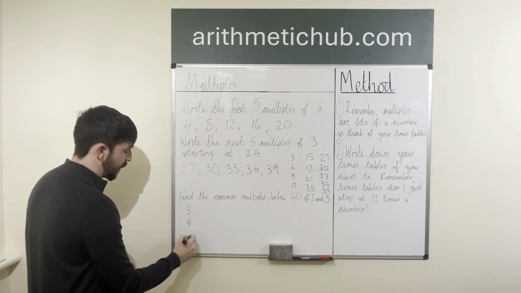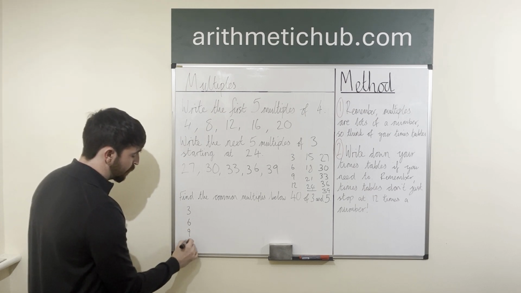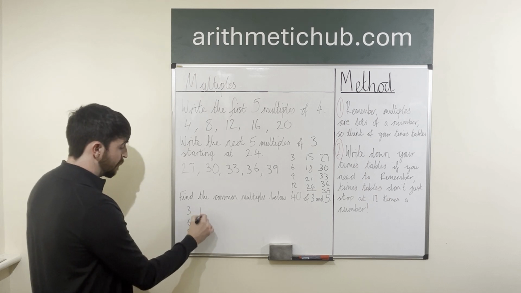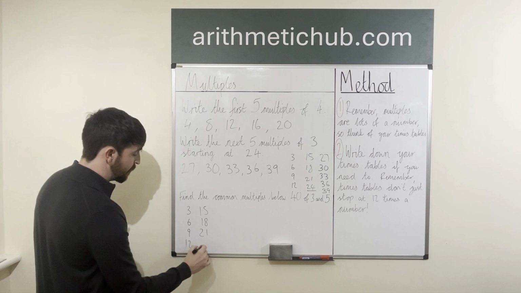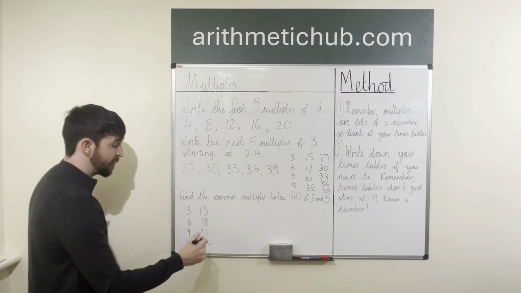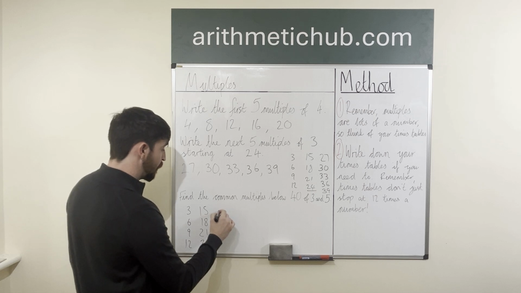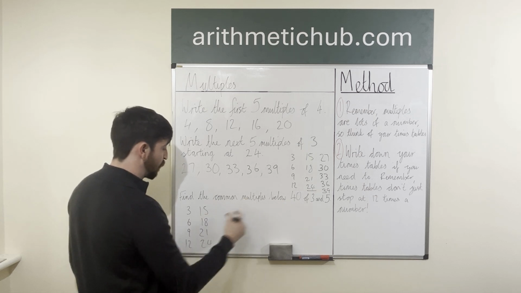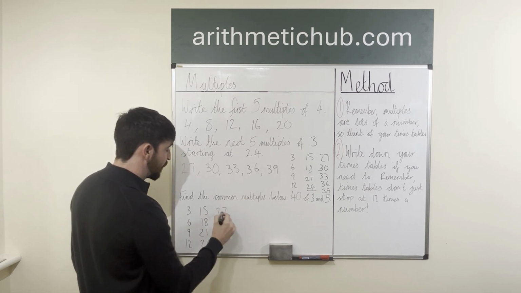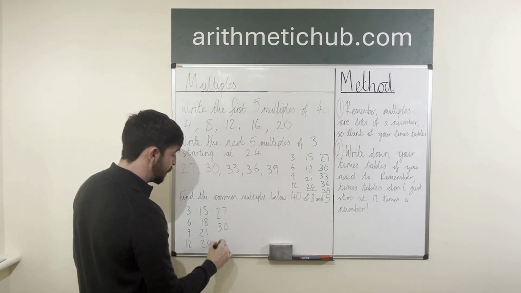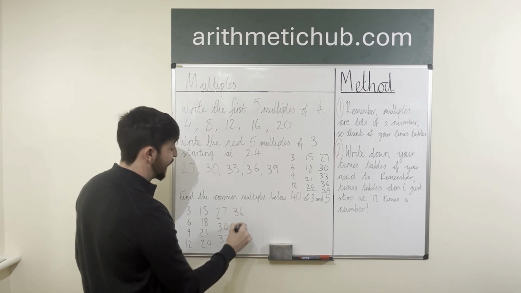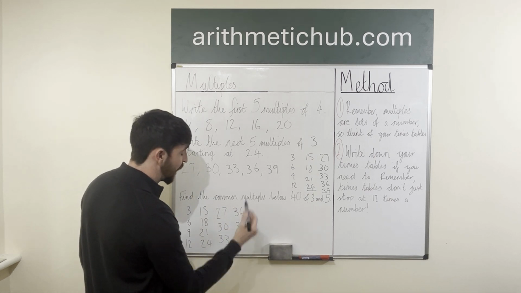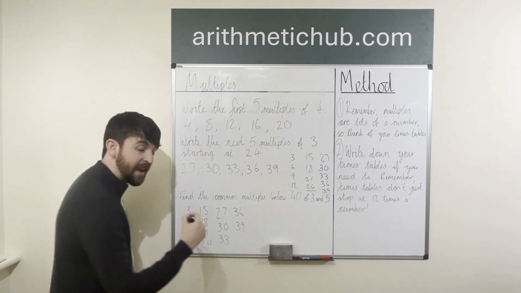3, 6, 9, 12, 15, 18, 21, 24. I can keep going because I need to go to 40: 27, 30, 33, 36, 39. Now I don't need to write the next one, do I?